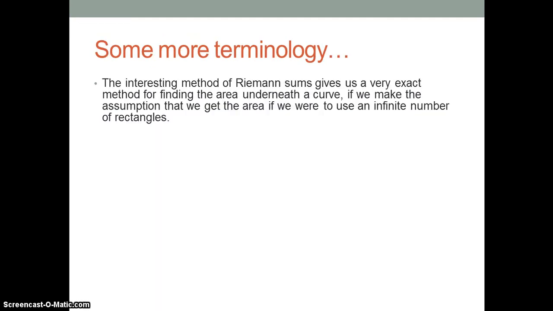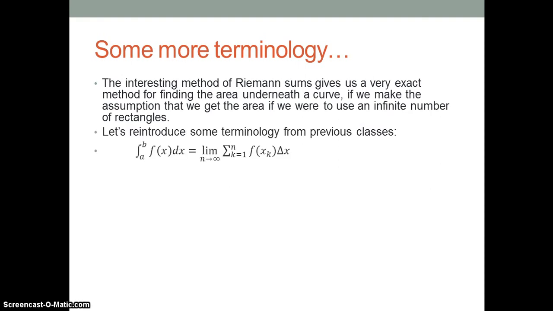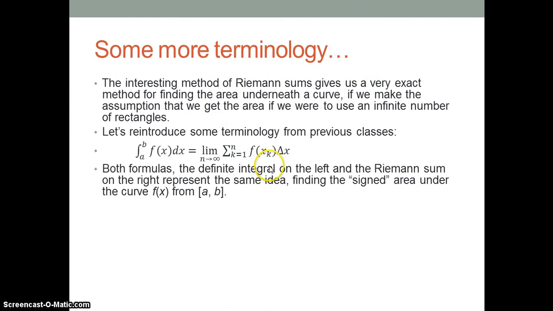So some other quick terminology. We found the exact method for finding the area underneath the curve if we use an infinite number of rectangles. To connect the Riemann sum with the definite integral, the definite integral on the left and the Riemann sum on the right represent the same idea. We're finding the signed area under the curve f of x from a to b.